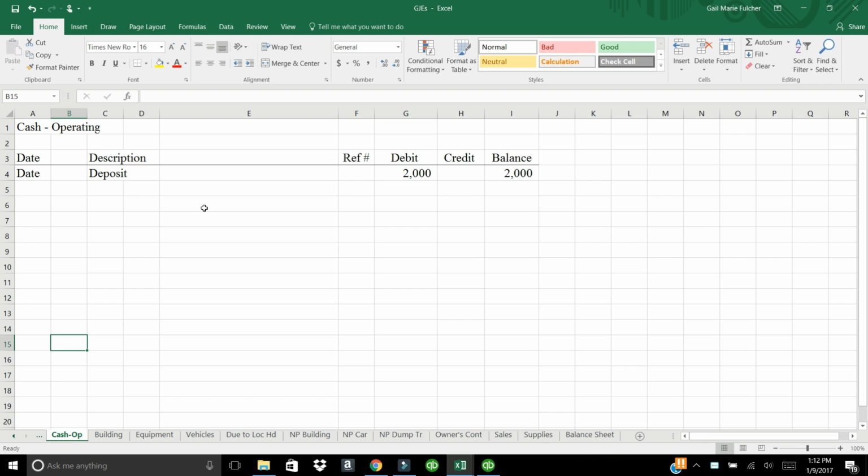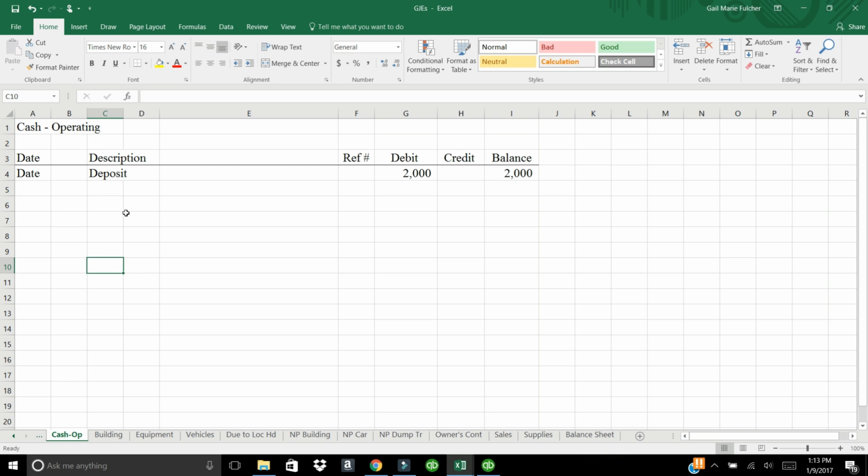Now, of course, using computers, most likely you're going to be downloading transactions. So just note that your banking information here, your cash in the operating account, your transactions will be posted here. All of the debits and credits will be posted for you. You won't have to do any of that. The only thing that you'll have to do if you're downloading transactions is direct the system where to put the other side of the entry.